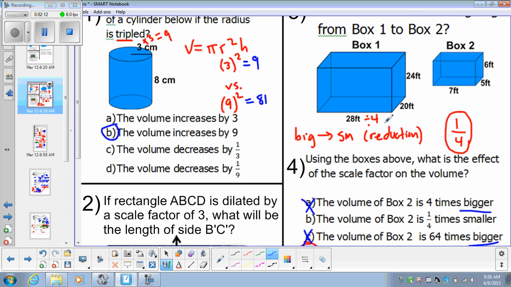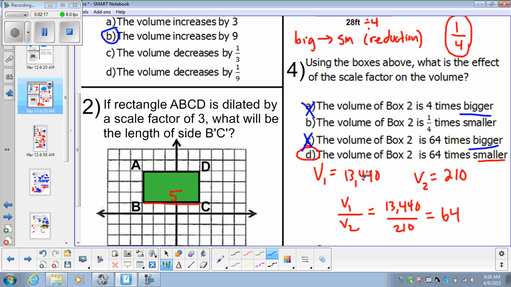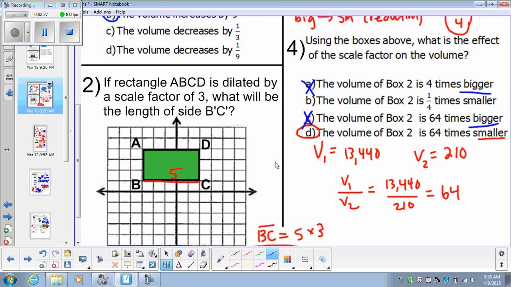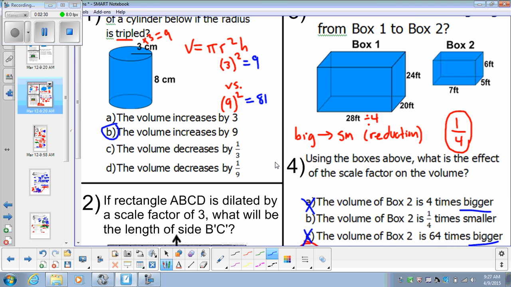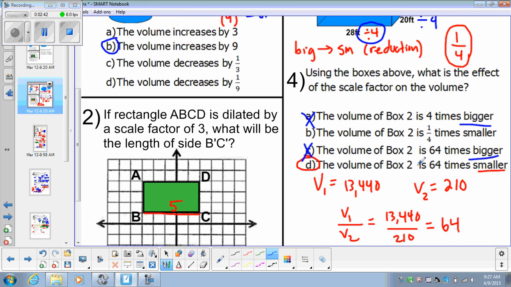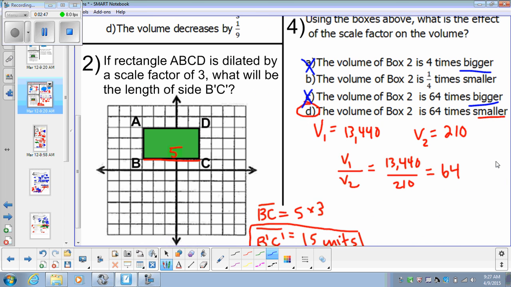If you actually go through and calculate volume, length times width times height here, and then length times width times height here, you can get the two volumes and divide and actually see that the second box is smaller by a value of 64 times. So that's why the right answer is D. It's not B, even though the scale factor is 1/4. The reason is if you divide by 4 here, and then divide by 4 here, and then divide by 4 here, you're dividing by 4 times 4 times 4, which means you're dividing by 64, so the box is 64 times smaller.